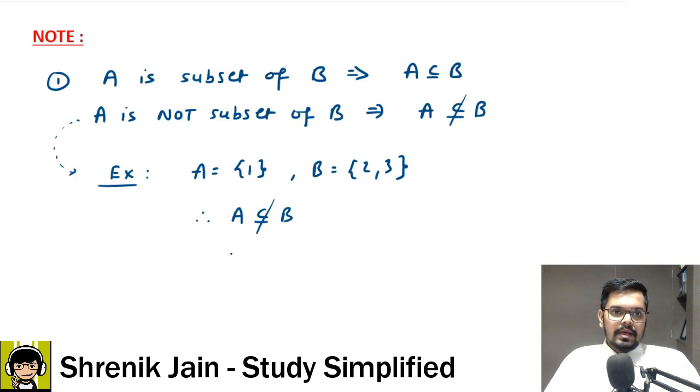First note, A is a subset of B is represented like this. What if A is not a subset of B? Then subset and then a slant line. This is not a subset. Okay, so A is not a subset of B. This is the symbol. For an example, A is a singleton set and B is this set 2, 3. Then every element of A is not present in B. Therefore, A is not a subset of B.